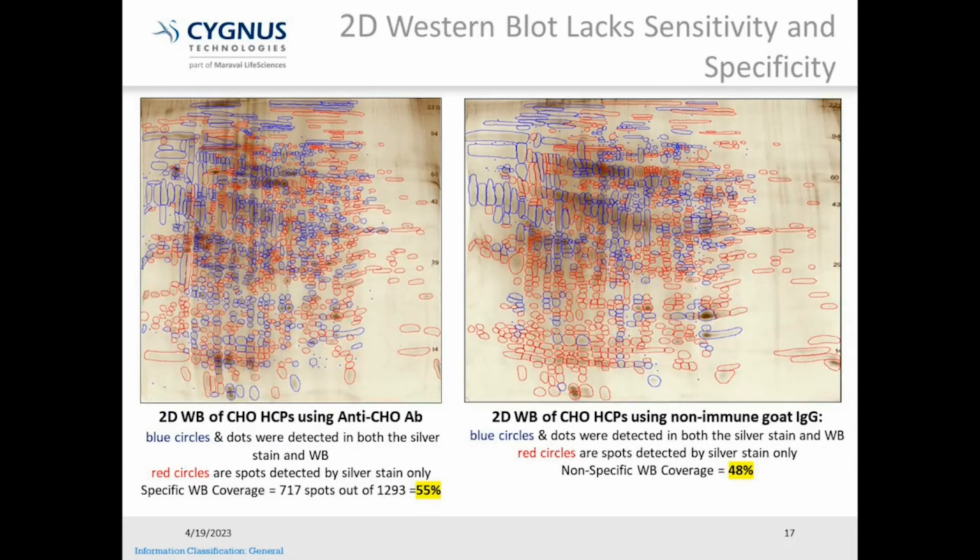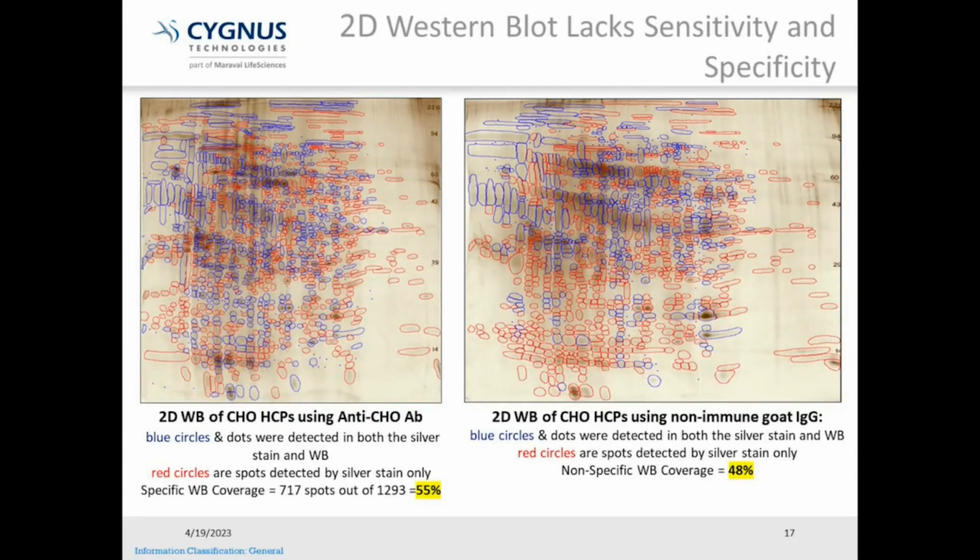However, here is a quick review of the data showing that the same antibody that interacted with 73% of CHO host cell proteins from the previous slide demonstrated 55% coverage based upon the 2D Western blot results from the image on the left. Moreover, when the CHO host cell proteins were probed with non-immune goat Ig, 48% of the host cell proteins were detected in the image on the right.